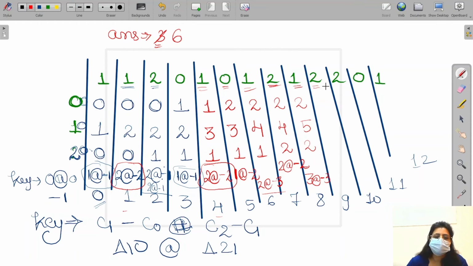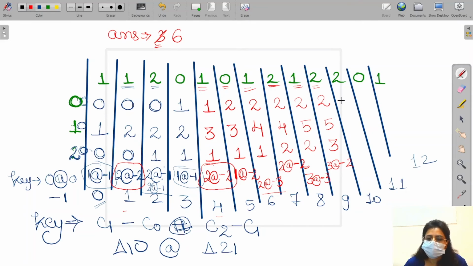For 2, let's just start with 0. 0 will remain 2. 1 will remain 5. 2 will increase to 3. Right? What we have as key, 5 minus 2 as 3 at the rate. 3 minus 5 as minus 2. So we have 3 at the rate minus 2, it didn't come earlier.